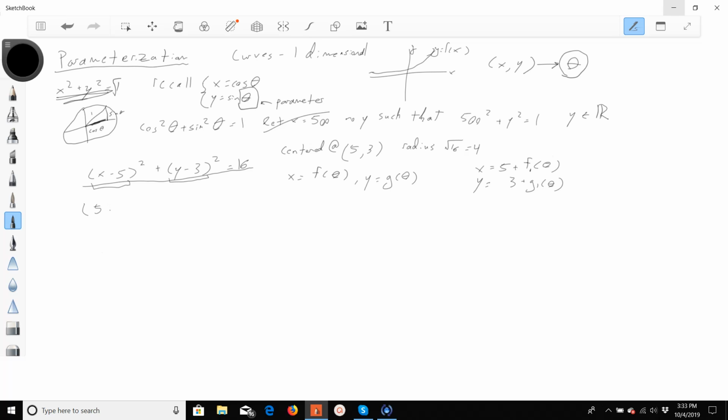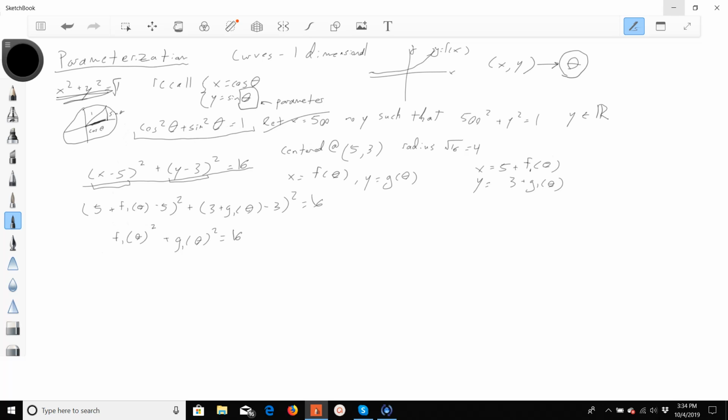We're gonna get 5 plus f sub 1 of theta minus 5 quantity squared plus 3 plus g sub 1 of theta minus 3 quantity squared is equal to 16. Or in other words, f sub 1 of theta squared plus g sub 1 of theta squared is equal to 16. And you see how we use this here?